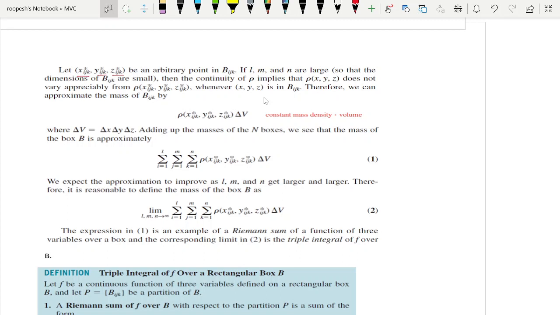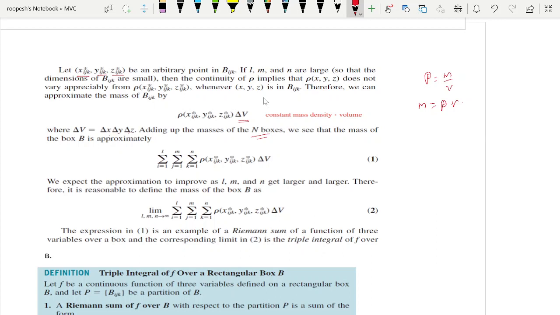Now we will calculate its mass. The density is equal to mass by volume, right? So you can have mass equal to density into volume. So here we have rho of xijk star, yijk star, zijk star into delta V, where delta V is the volume of that small box, delta x delta y into delta z. Now adding up these masses together, we will get the mass of the LMN boxes.